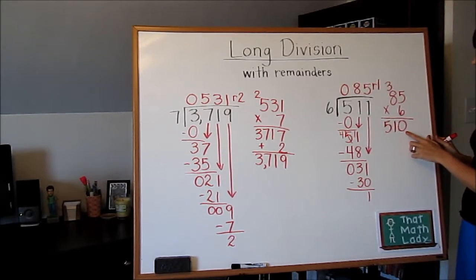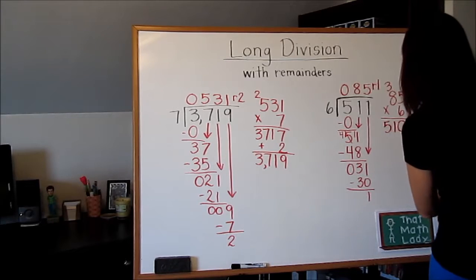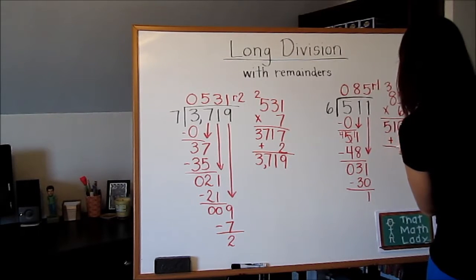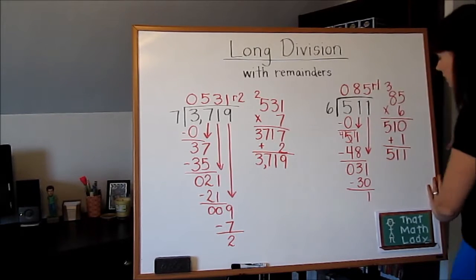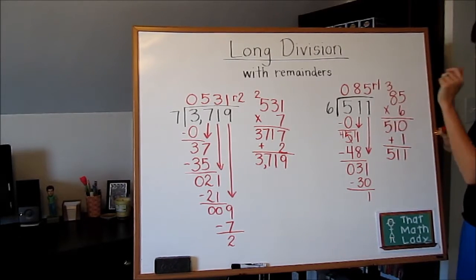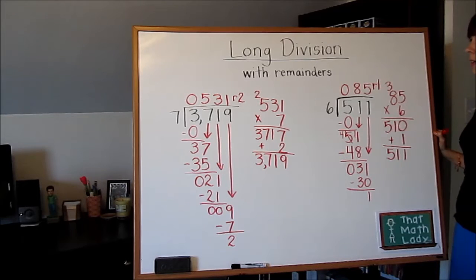Okay, almost done. Next step, do you remember what it is? Yep, I need to add my remainder. So my remainder was 1. I'm going to add that in. And my answer is 511, which happens to be the same number in there. So I know I did it correctly. And that's long division with remainders.